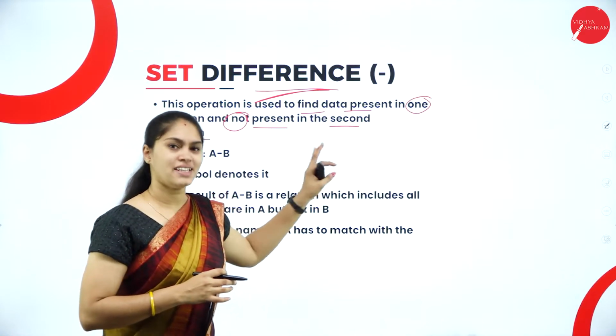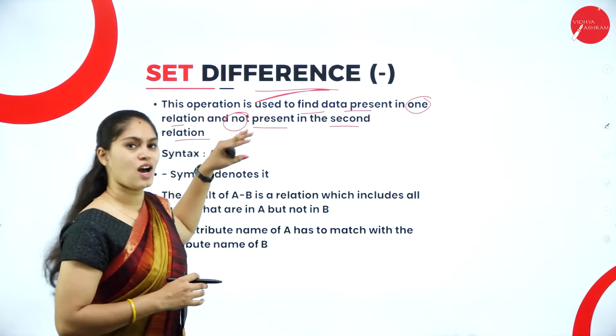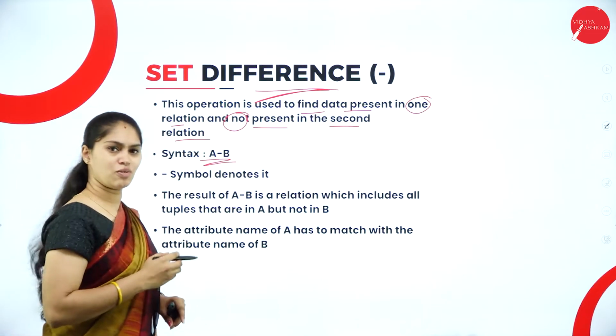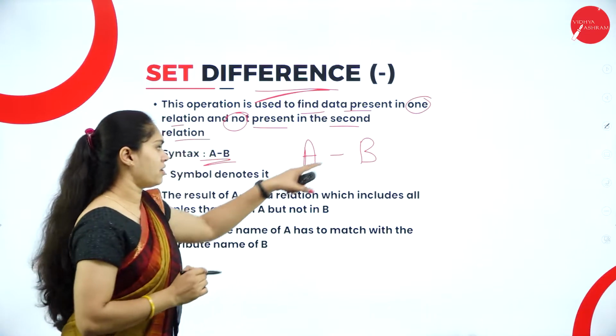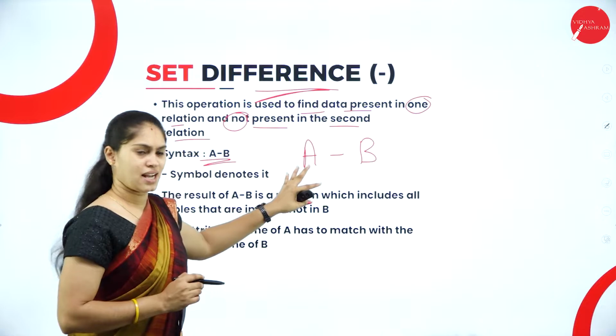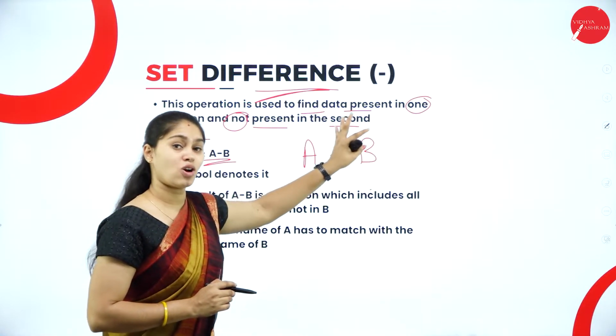So in order to find the difference between two relations, we are going to have this set difference operation of a relation. The syntax will be like this: A minus B. If it is A minus B, then whatever tuples are in A will be present as they are, but it will give us those which are not in B.